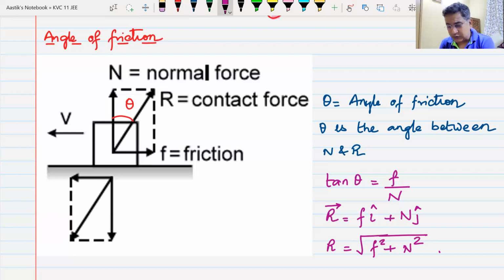Sometimes someone asks you, what is the value of R, the force between the body and the plane or the incline? It is not the normal reaction force only. It is not friction only. It is the square root of F squared plus N squared. Do we understand this?